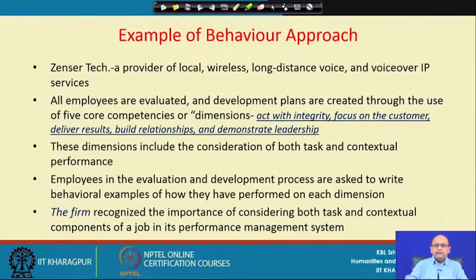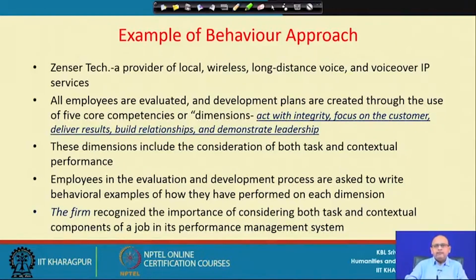Now, how are employees evaluated, okay? How development plans for the employees are made and how they use different core competencies are the dimensions of performance, which is related not to the result, but to the behavior. It means each employee is going to be evaluated on certain competencies or dimensions related to behavior, like acting with integrity, focusing on the customers, delivering results, building relationships and demonstrating leadership.